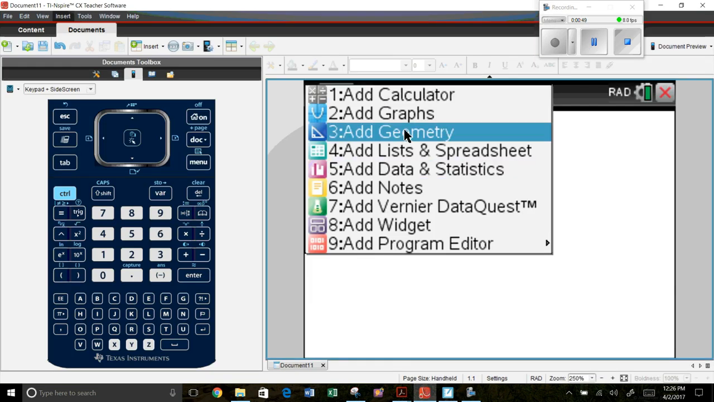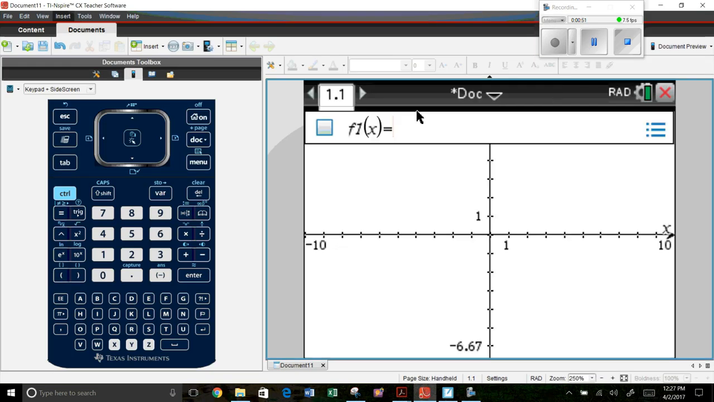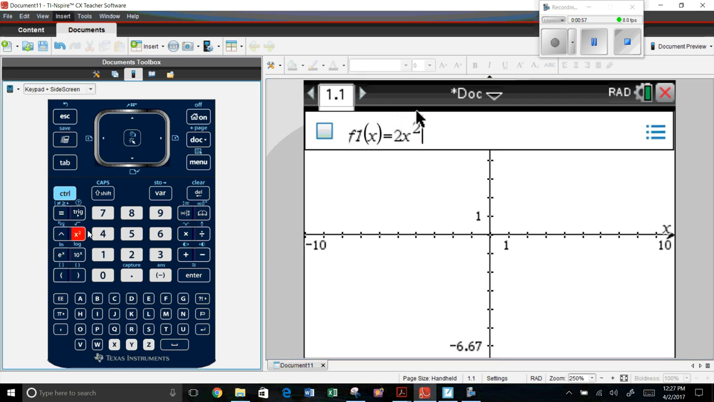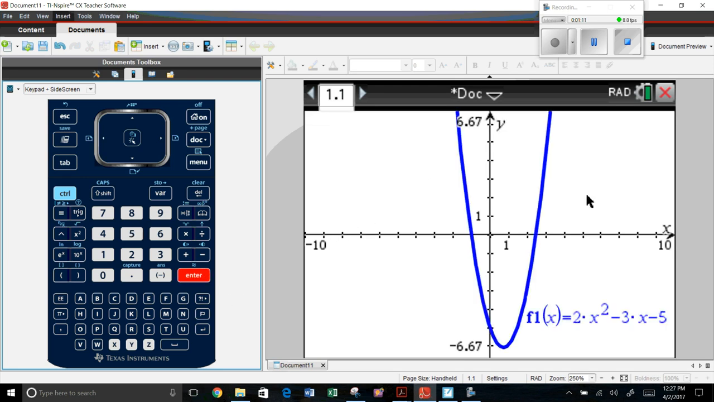We're going to go to the regular graph. We're going to type it in. So the problem was 2x squared minus 3x minus 5. Okay, we'll just double check that. 2x squared minus 3x minus 5. Okay, so we enter it. There's my parabola right there.